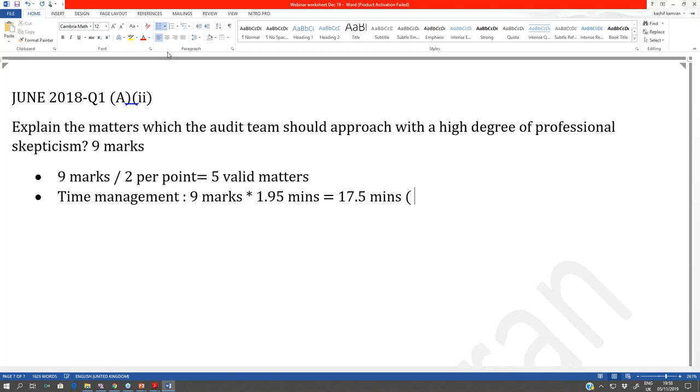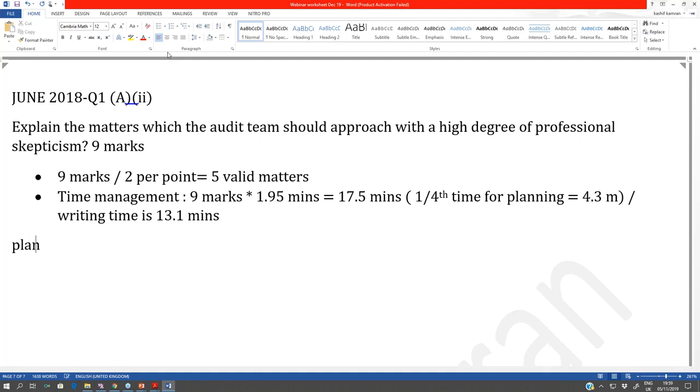From the 17.5 minutes, we have one quarter of the time for planning. So the one quarter we have for planning is equal to 4.3 minutes. So how much time are we left for writing? The writing time is 13.1 minutes. Okay, now let's do the planning, and we have 4.3 minutes of planning time.